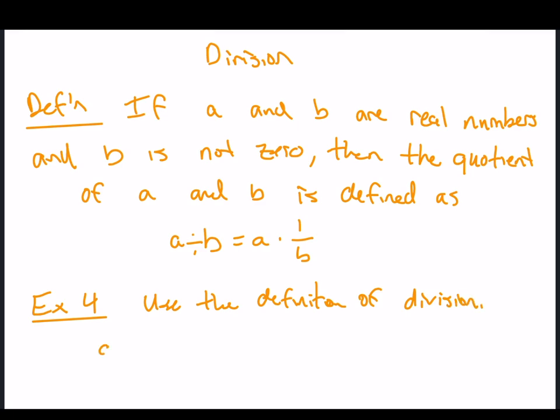Okay, the first one, negative 28 divided by 7. Well, that's the same as negative 28 times 1 over 7. And if you plug that into your calculator or rewrite it as multiplication, we end up with negative 28 over 7, which is negative 4 when you do that division.